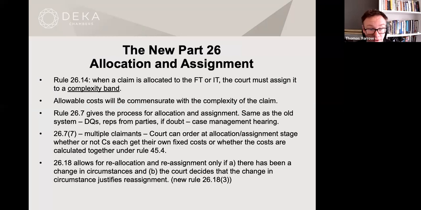It's the same as under the old system, except we've now got new stuff to deal with in our directions questionnaires concerning assignment. But essentially, it is those directions questionnaires which form the basis. We have DQs, which we fill in, which say we want this to be allocated to fast track or intermediate track, and we think it is complexity band 1, 2, 3, 4, whatever it might be. As ever, you can support your DQs with some written submissions on directions, which include written submissions on allocation and assignment.